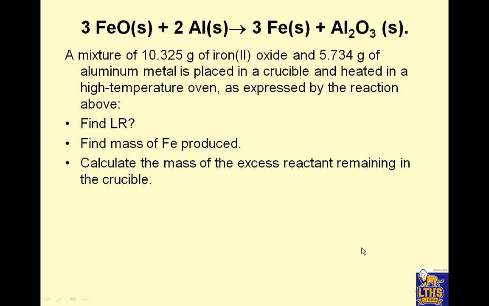Here's another balanced equation. Woohoo! You gotta have them. If I don't give you a balanced equation, you have to write and balance it yourself. Okay. So we have iron(II) oxide, and that's a reactant. Look, reactant. Aluminum, reactant. 2 reactants. So this is going to be a limiting reactant problem. So first we have to find the limiting reactant. Then we have to find how much iron we can make. And then we can find out how much excess reactant is left over.